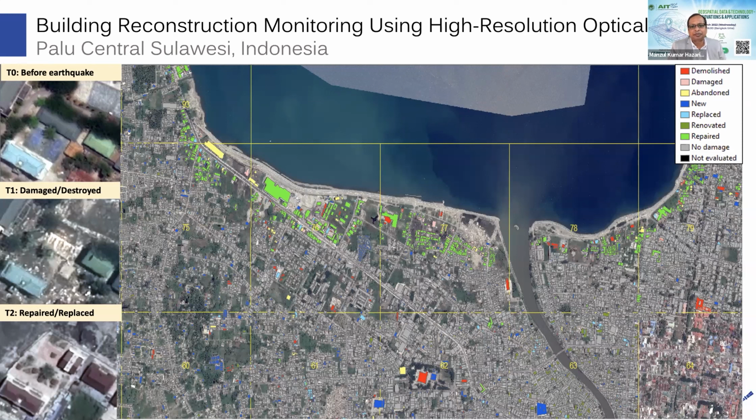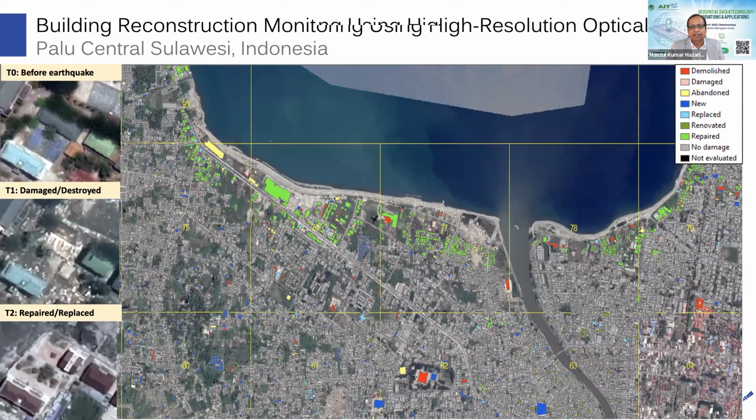So this kind of map can be produced, and this is being supplied to the Indonesian government to monitor the reconstruction process within the ministry. So that is building level.